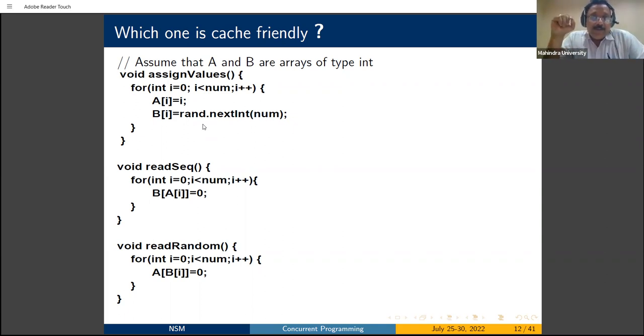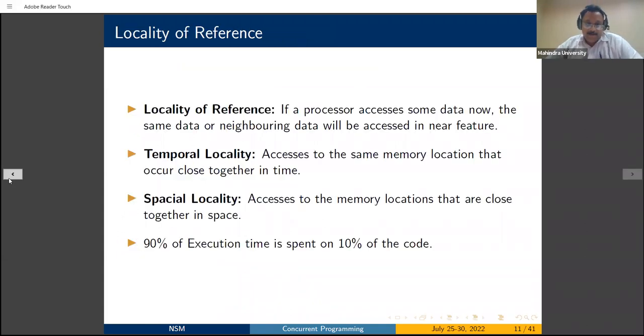I would like to test this. Among these two functions, read sequential and read random, which one is cache friendly? Yes, sequential is cache friendly. Why is the sequential one cache friendly? Here we get the concept of spatial locality. That means we access memory locations that are close together in space. If you access a particular memory location, what will happen? A block of data is going to be transferred from main memory to the cache memory.